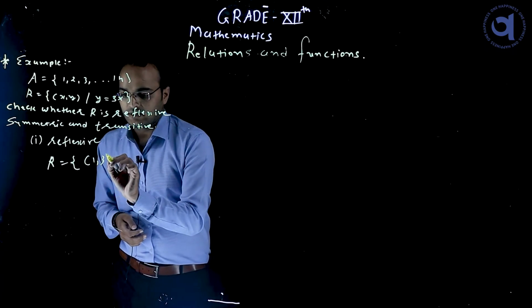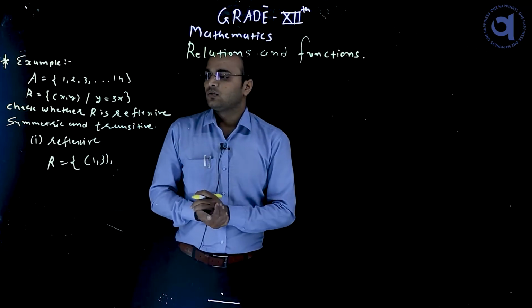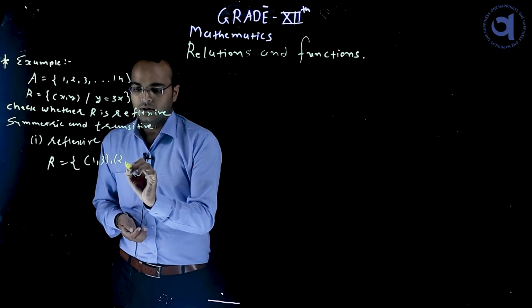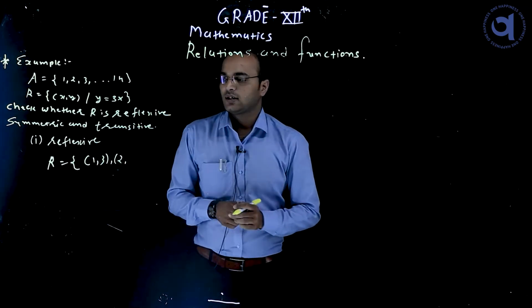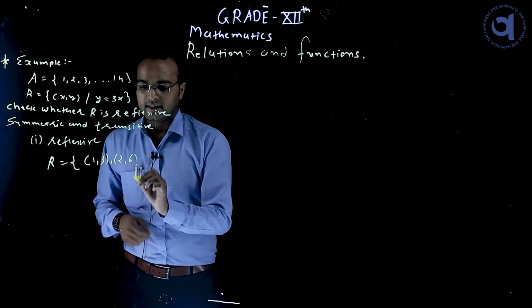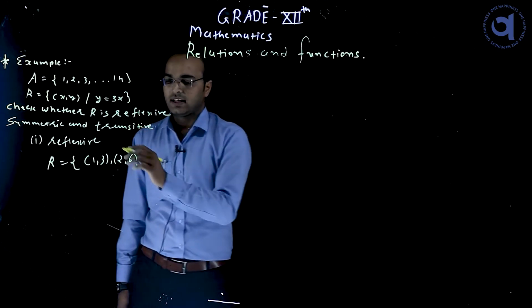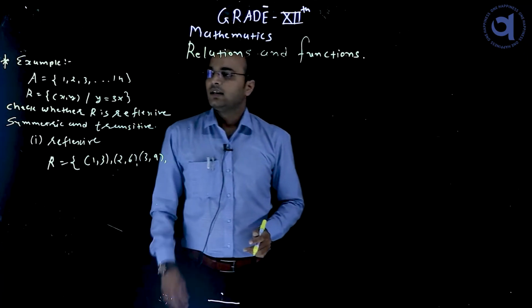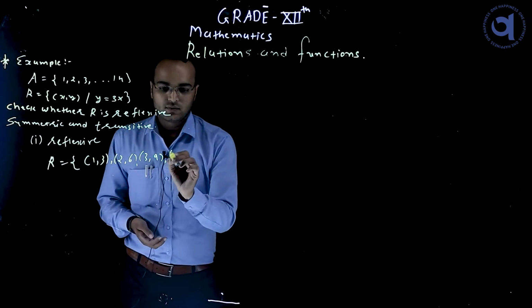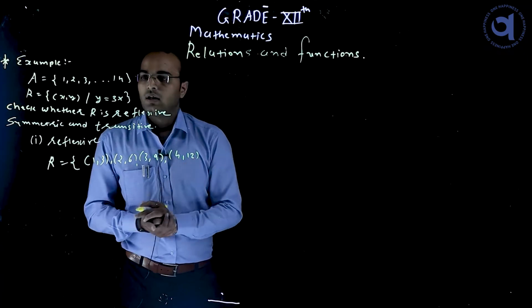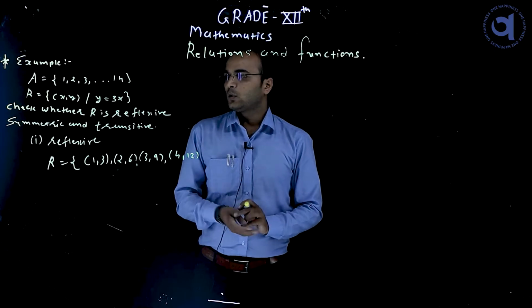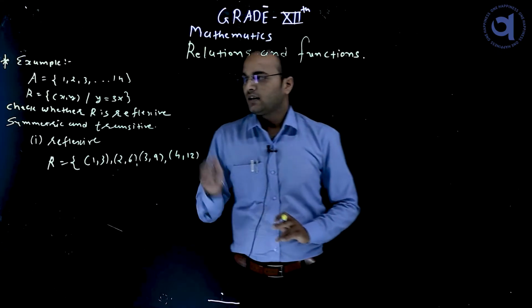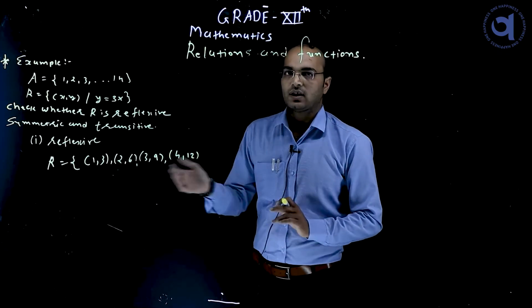So 1 is related to 3. Now put x equal to 2, we get what? 2 into 3, that is 6. So 2 comma 6. Now put x equal to 3, so 3 into 3, 9. So 3 comma 9. Now put x equal to 4, so it is 4 comma 12, 4 3s are 12, and put x equal to 5. So we get 5 into 3 is equal to 15. So y equal to 15.